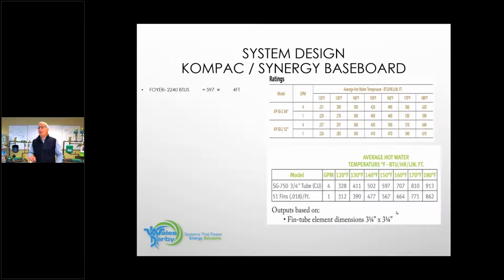We're going to do the master bath next. The master bath is 1,920. Do the same math, you should get 3 feet. Next room we're going to do is the kitchen at 7,800 BTUs. Do the same math, you should get 13 feet. Next, we're going to do the dining room. Dining room is 4,680. Do the same math, you should get 8 feet.